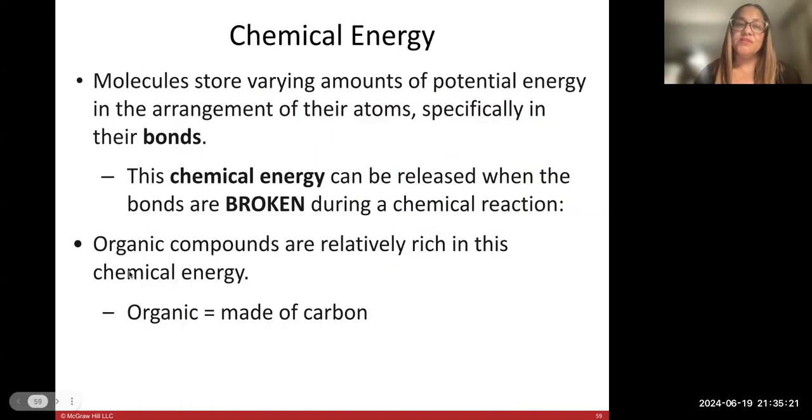Molecules store varying amounts of potential energy in the arrangement of their atoms, specifically in their bonds. This chemical energy can be released when the bonds are broken during a chemical reaction. Organic compounds are relatively rich in this chemical energy. Organic is a fancy word for made of carbon.